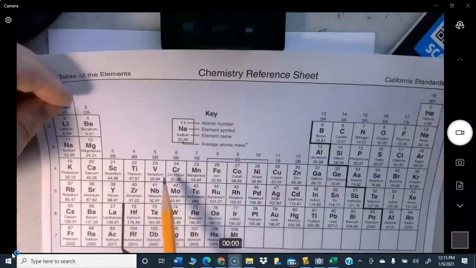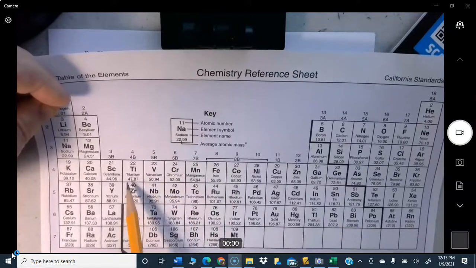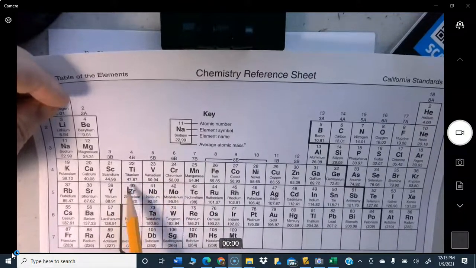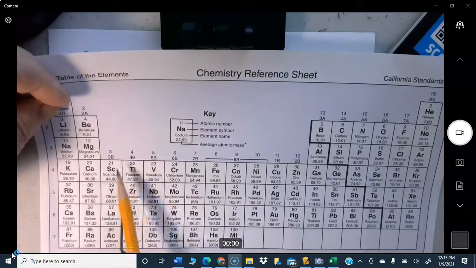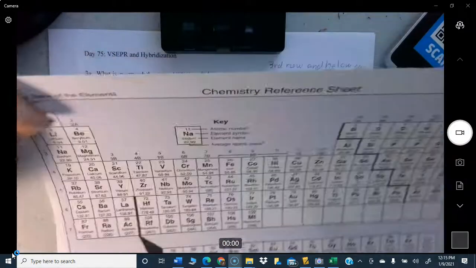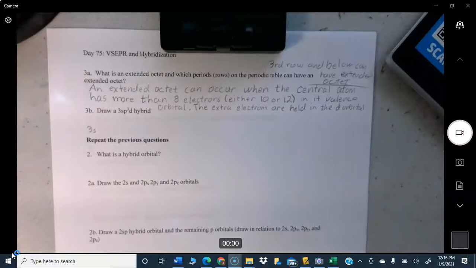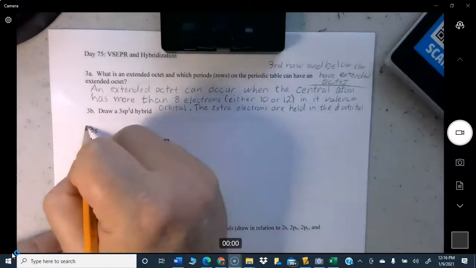So it has to have a d orbital in order to have, it's like a storage locker for those extra electrons. It has to have a d orbital. The s and p can only hold 8 no matter what. So you have to have a place to put those extra electrons, and it would be in the d orbital. Okay, so let's go ahead and draw this.